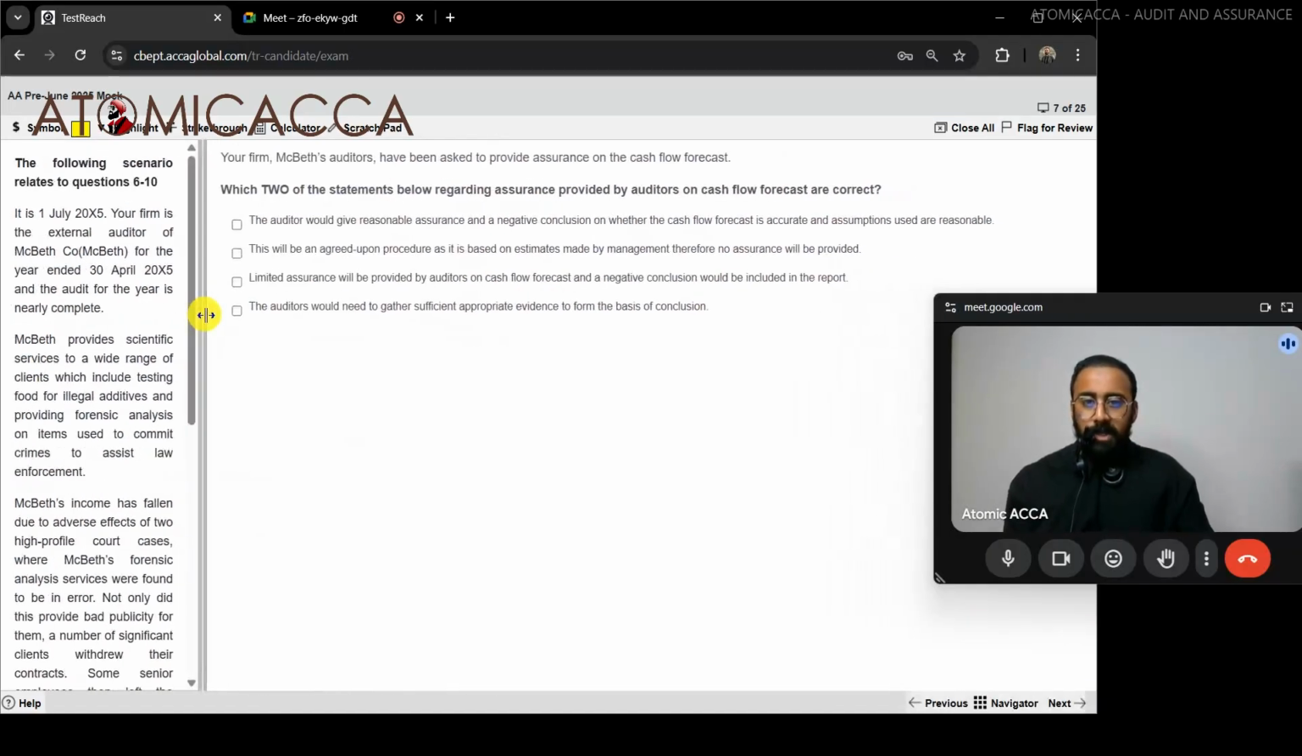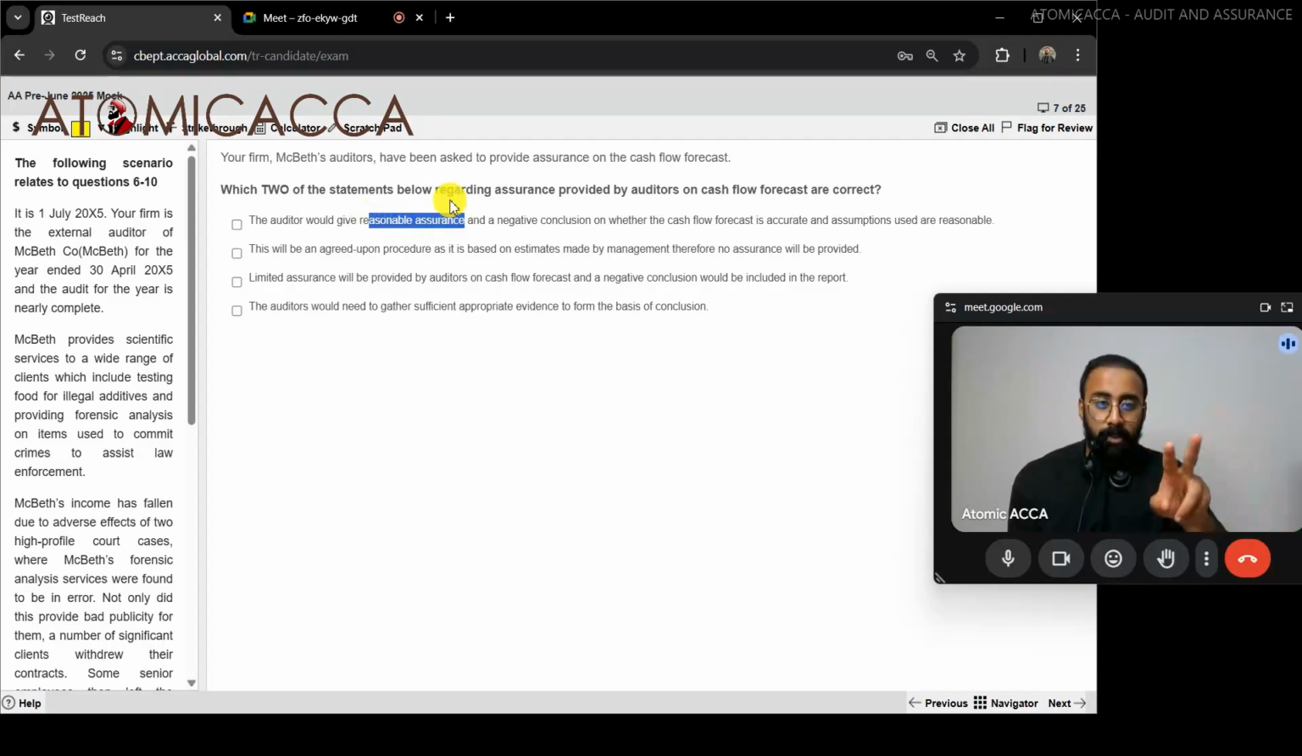So which two of the statements below regarding assurance provided by auditors on cash flow forecast are correct? Your firm, Macbeth's auditor, has been asked to provide assurance on the cash flow forecast. Now this time you have to select two. Auditor would give reasonable assurance and a negative conclusion on whether cash flow forecast is accurate and assumptions used are reasonable. Now, first two things to understand.